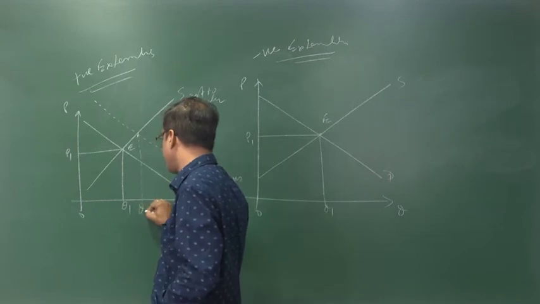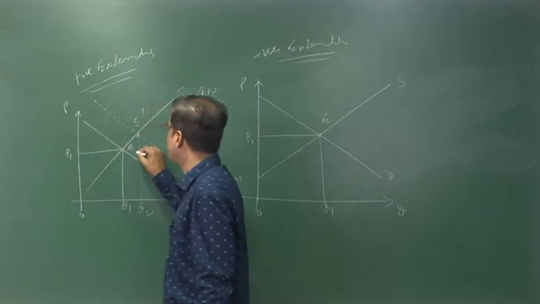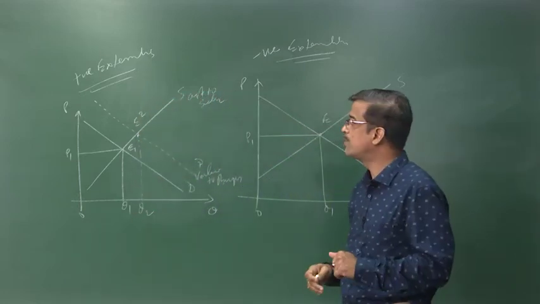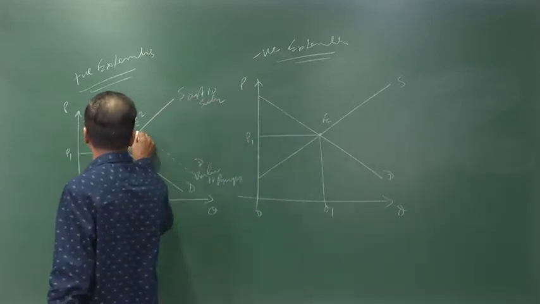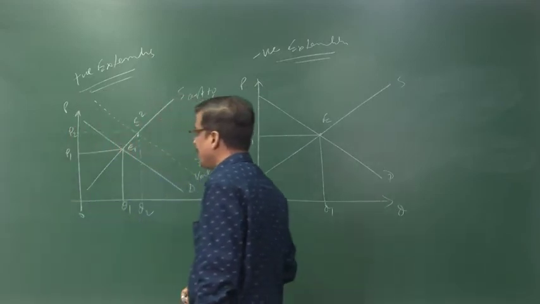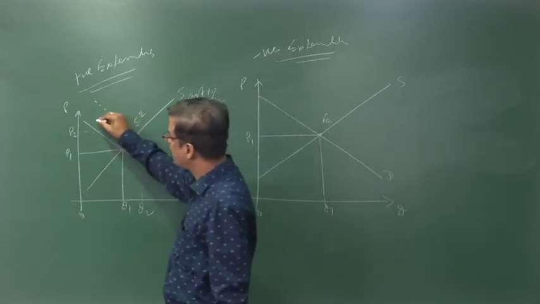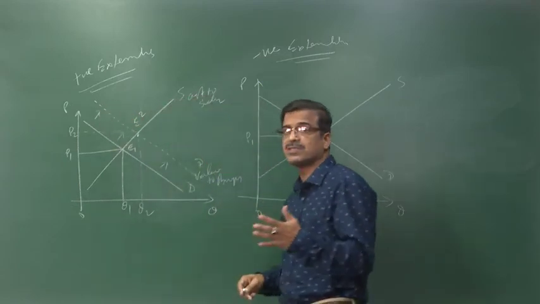What happened here? What do you find? Here we find the equilibrium shifts from E1 to, let us say, E2. The equilibrium shifted from E1 to E2, and that leads to the rise in the price of the product from P1 to P2. But the point here is that, due to the positive externality, demand is shifted upward.